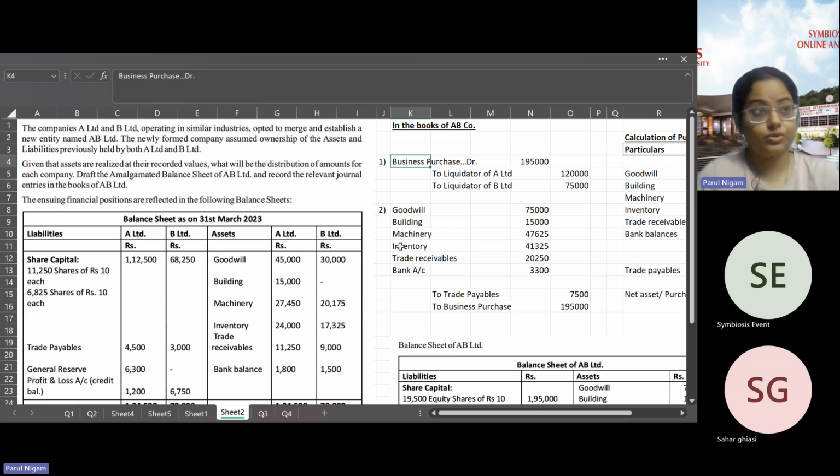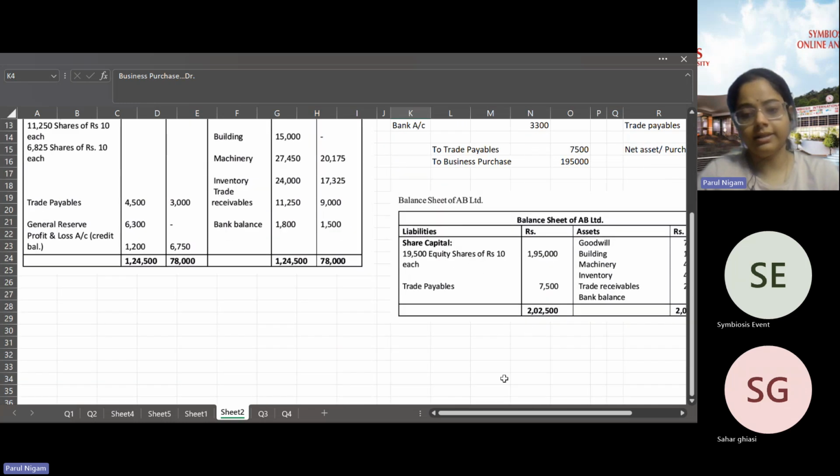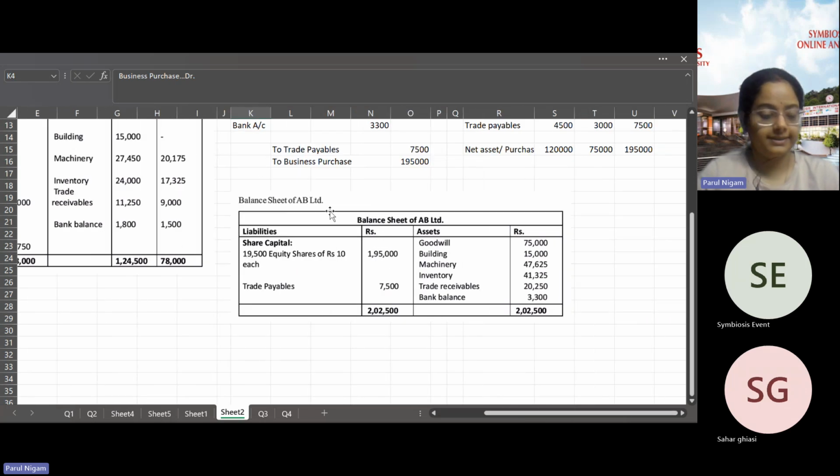And then finally, you will be having this entry: goodwill account debit, building, whatever assets are there which you have taken from that company. Then on the liability side, you will be entering all the payables and liabilities and provisions, whatever you have taken. Then the purchase consideration is going to be on the credit side, to business purchase. You're reversing that business purchase account. Okay, and eventually this amalgamation will be done, and you are going to prepare the final balance sheet, which will somewhat look like this. So this is a basic example of amalgamation of companies.